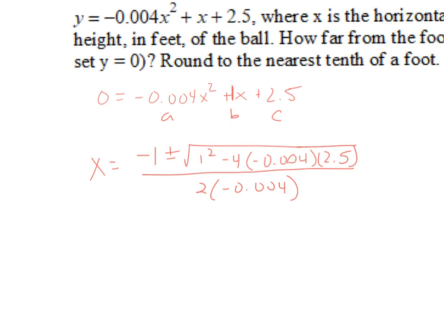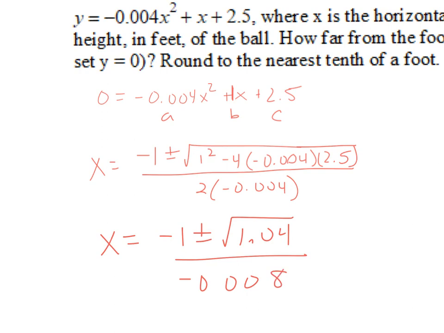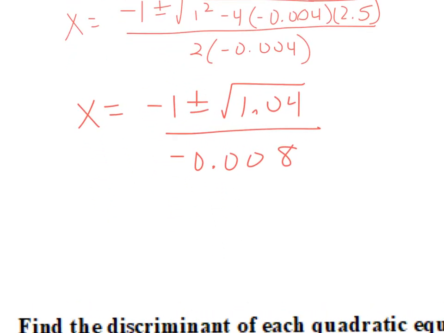Okay, and when I did it, I ended up with negative 1 plus or minus the square root of 1.04 over, and this will be negative 0.008. Okay? All right, so now when you have square roots of decimals, you don't mess with trying to break anything down. Just take the square root of 1.04 in your calculator. Okay, so x equals negative 1 plus or minus.